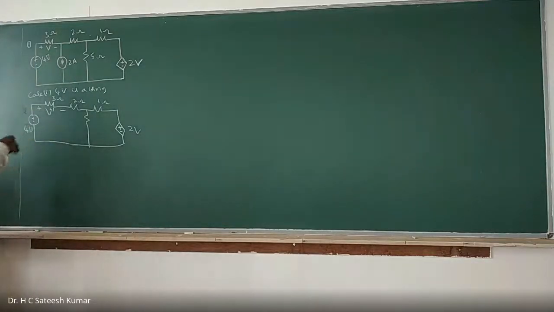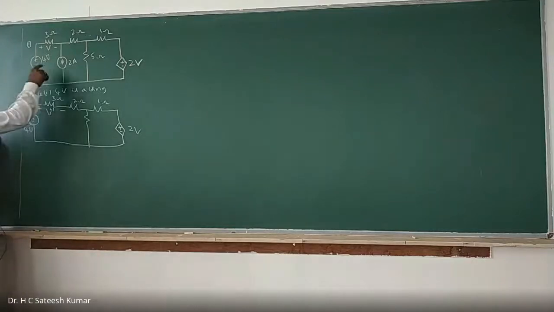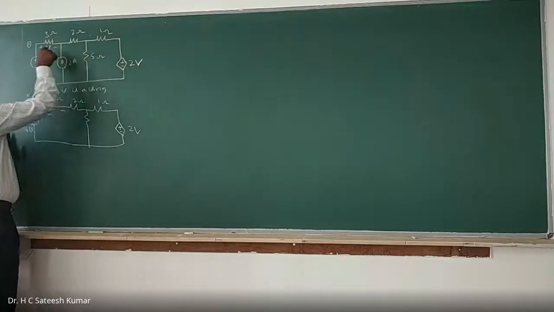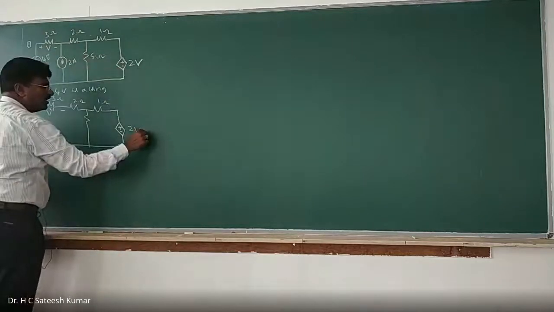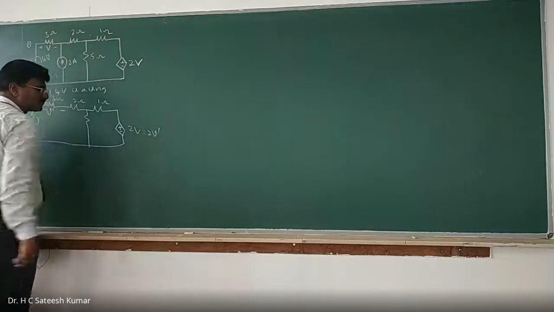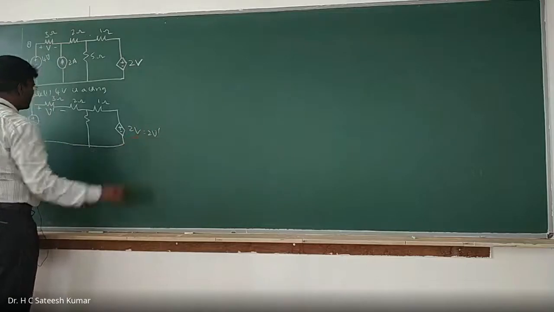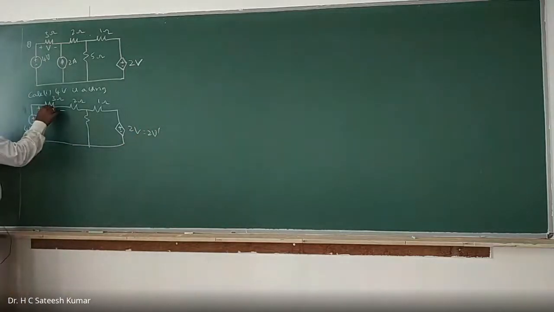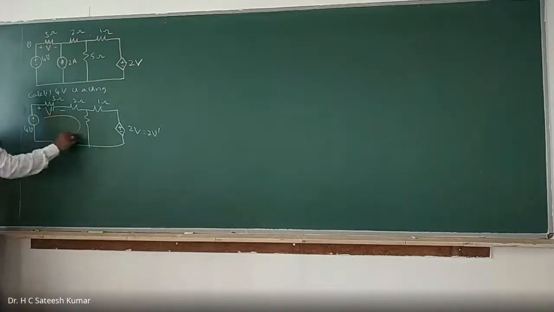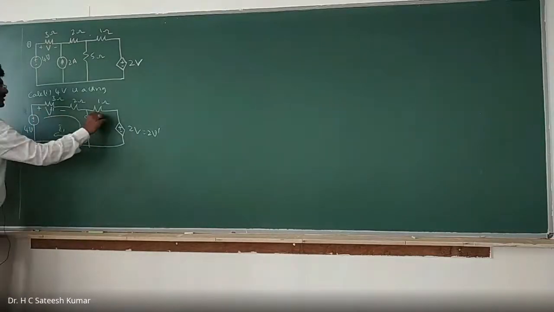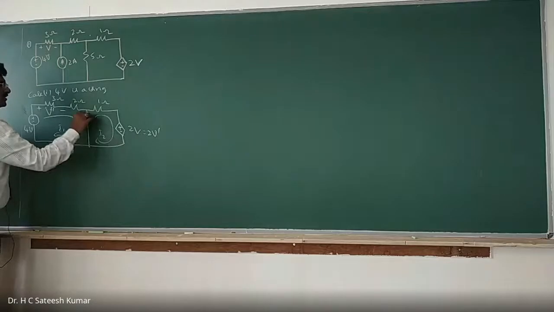Now we call it V dash. This is a dependent source which depends upon this voltage. If this becomes V dash, then 2V becomes 2V dash. Now apply KVL. This is I1, this is I2, and this will be I1 minus I2.